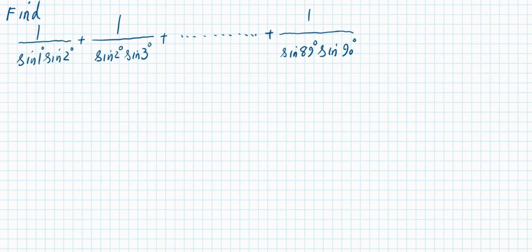To solve this problem, we take one arbitrary term of this series and try to simplify that term. So if that arbitrary term is tk, it is equal to 1 over sine of k degree sine of k plus 1 degree.